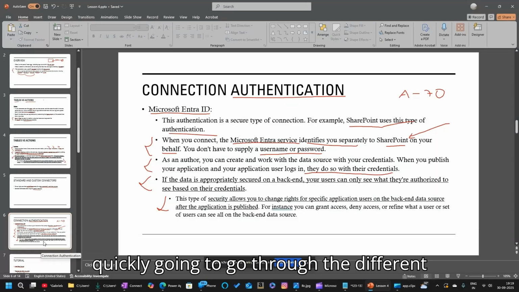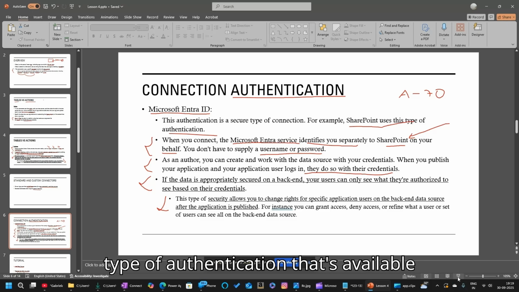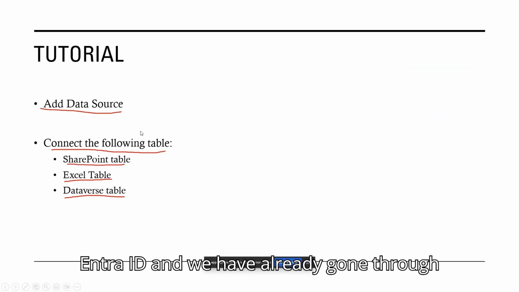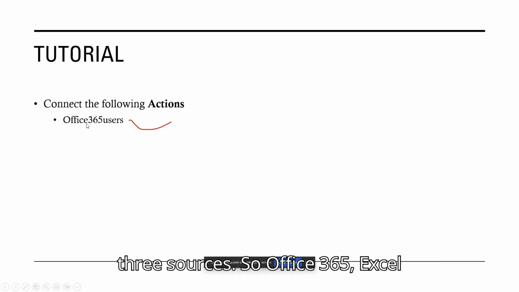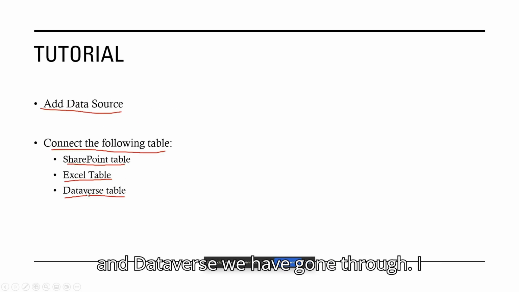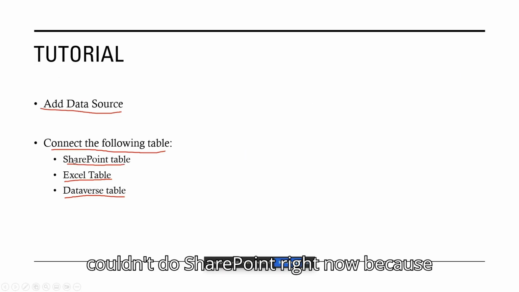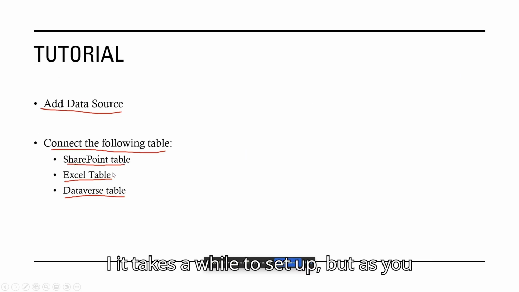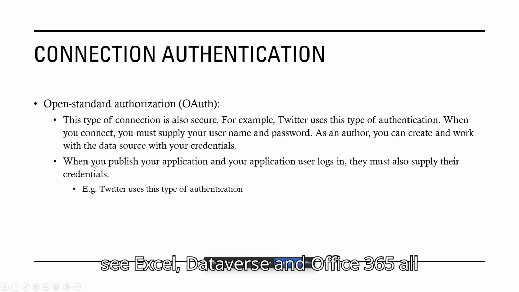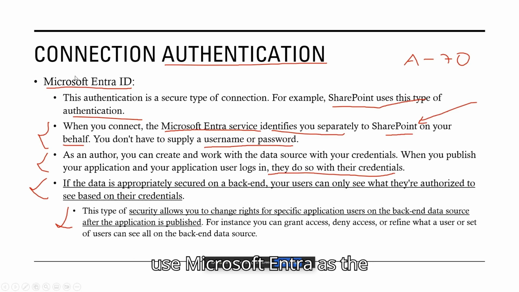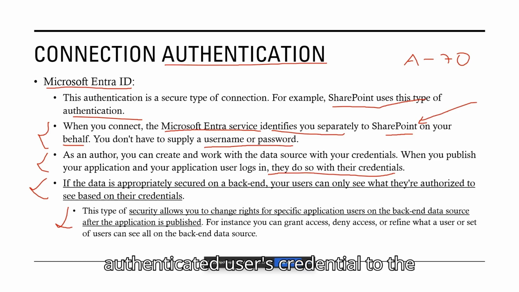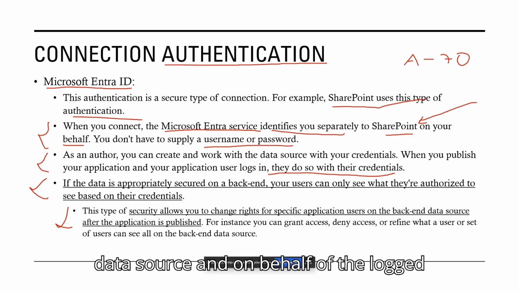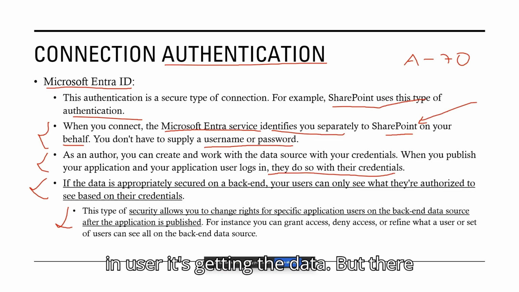For the rest of the video, I'm going to quickly go through the different types of authentication that are available to us. As I said, there was Microsoft Entra ID, and we have already gone through three sources: Office 365, Excel, and Dataverse. I couldn't do SharePoint right now because it takes a while to set up. But as you see, Excel, Dataverse, and Office 365 all use Microsoft Entra as the authentication. What Power Apps does is supply the authenticated user's credentials to the data source, and on behalf of the logged in user, it gets the data.